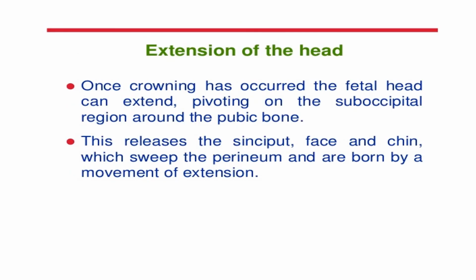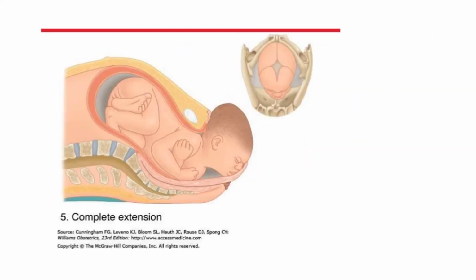Next is crowning. What is crowning? After the crowning, the head will not recede backward. So after the crowning, extension of the head will occur. Due to the extension, the sinciput, face and chin, that is mentum, will sweep the perineum and will be borne by a movement of extension. Now the head has delivered fully. See, the sinciput, face and mentum are sweeping out by the extension.